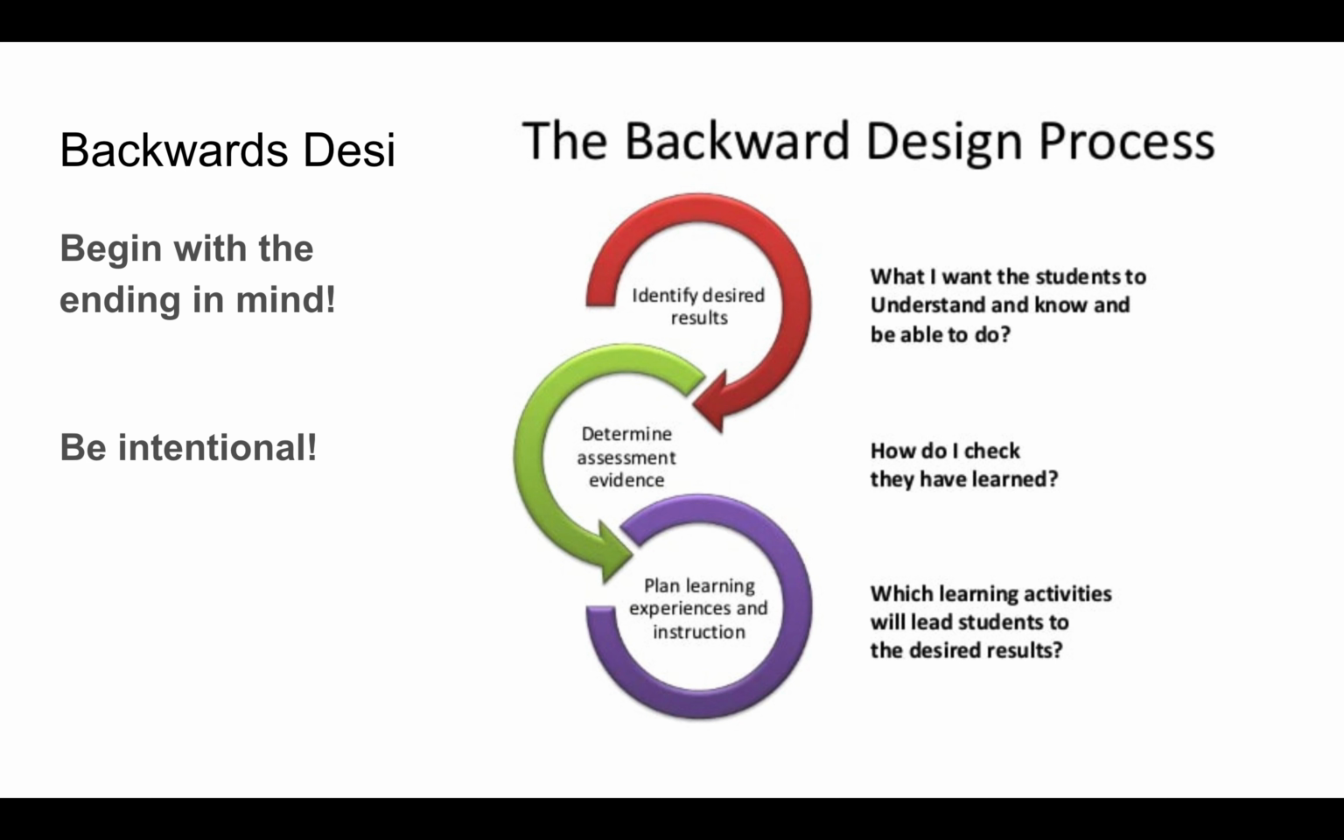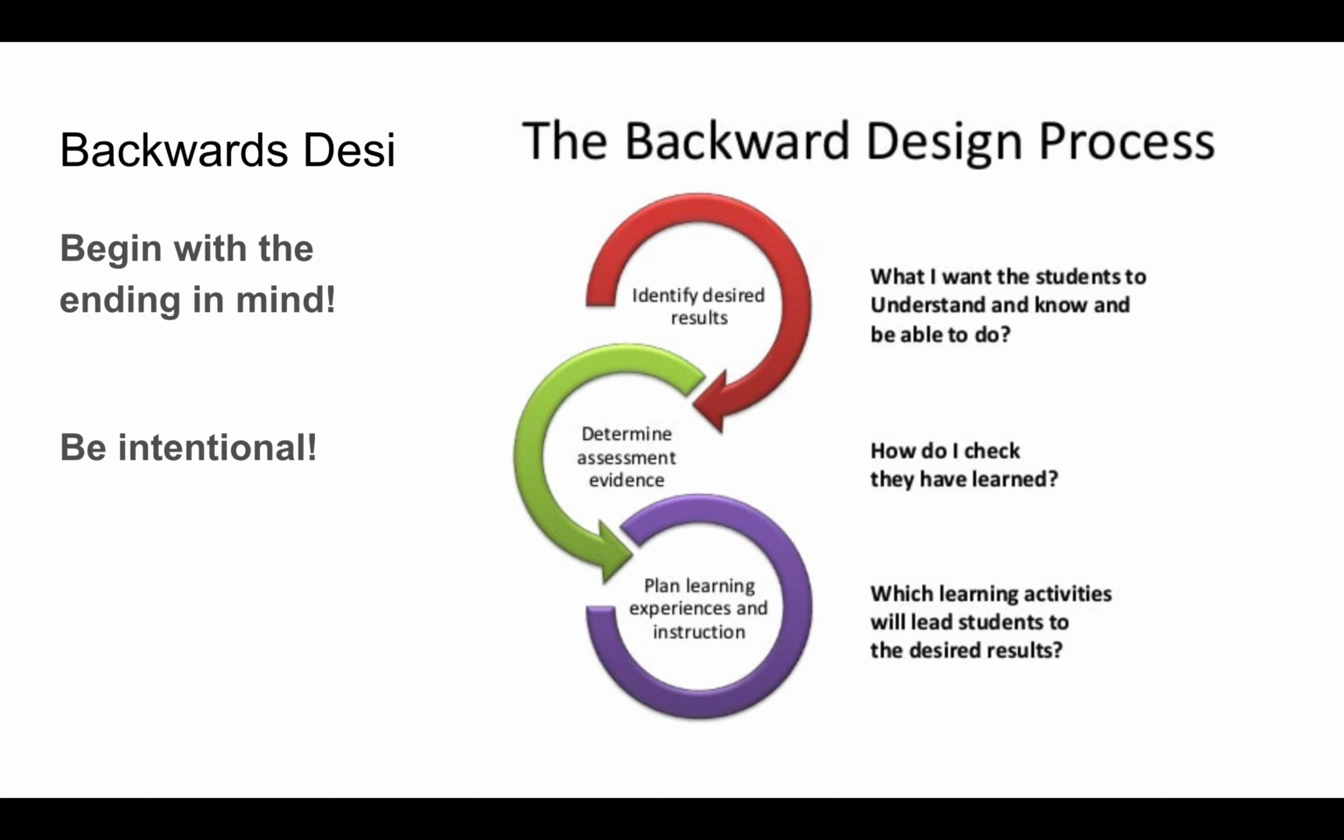So the first step is really to identify the desired results. That's connected to that purpose for reading. Why am I giving students this text? And while students are reading, what are we working on here? What's the skill or the big picture literacy goal that we're working on?